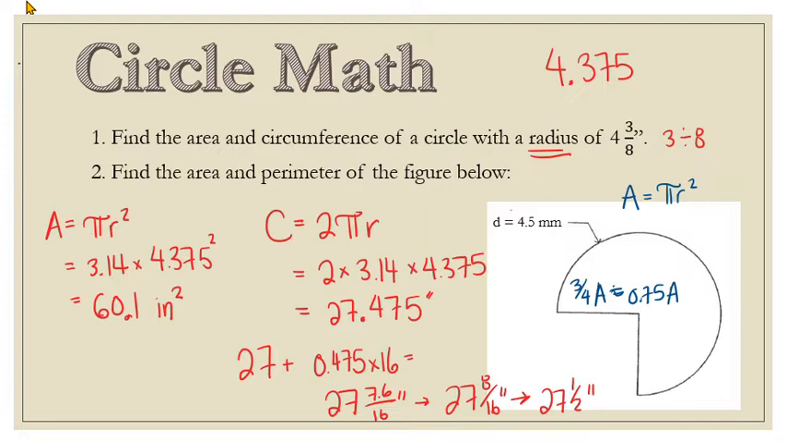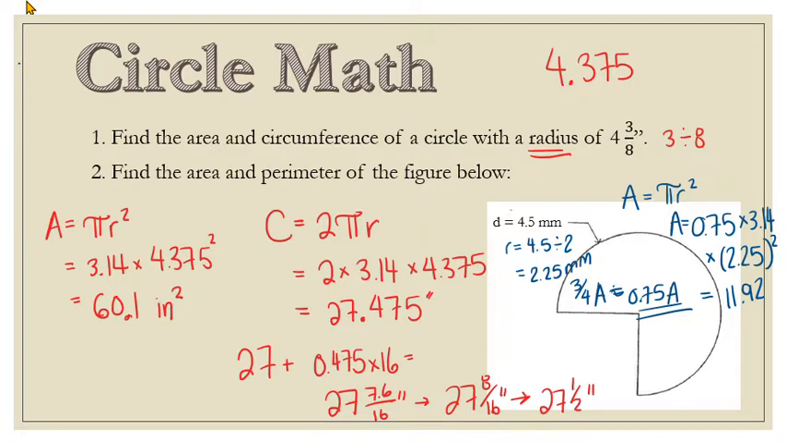Well, first of all, we need to make a radius. We're going to take 4.5 millimeters divided by 2 and get 2.25 millimeters. The other thing we need to do is remember that we only have 3/4 of that circle. So for our particular case, our area is going to be 0.75 times pi times 2.25 squared. And we'll see that we get about 11.92 millimeters squared. Answer.